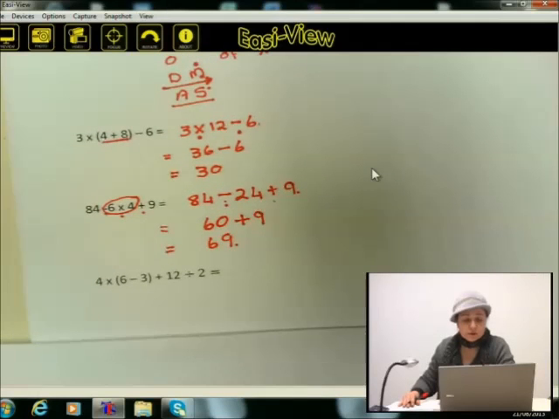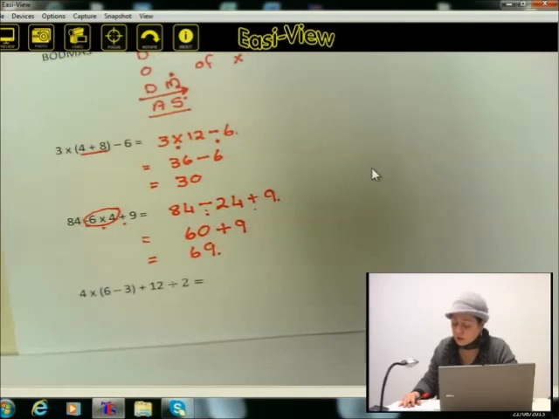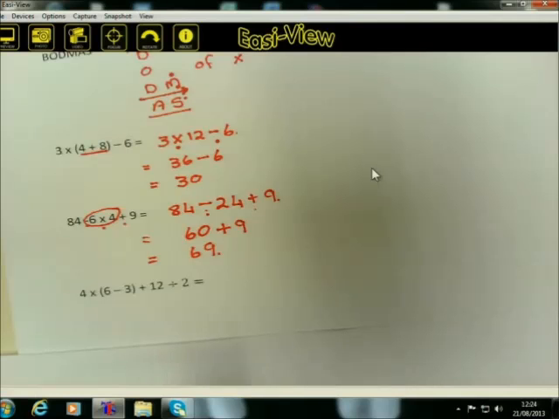Can I give you also one to try? Please, here is one for you to try. I'm going to give you 1 minute. Let me just go over it. It's 4 multiplied by, in brackets, 6 minus 3. Then add 12. Then divide by 2. Let's see if you can do it.